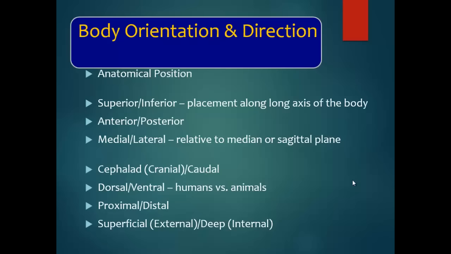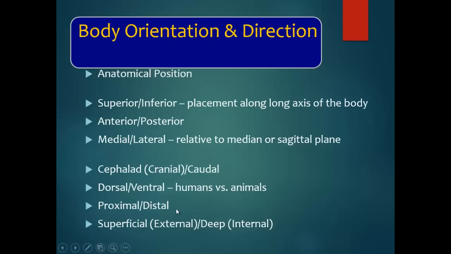Cephalad and caudal are good examples of Latin terms that you'll hear. Cephalad means cranial or head, and caudal means tail. Dorsal and ventral are actually used for animals versus humans, and I have a picture detailing this in a few slides. Proximal and distal are mostly used with the limb.